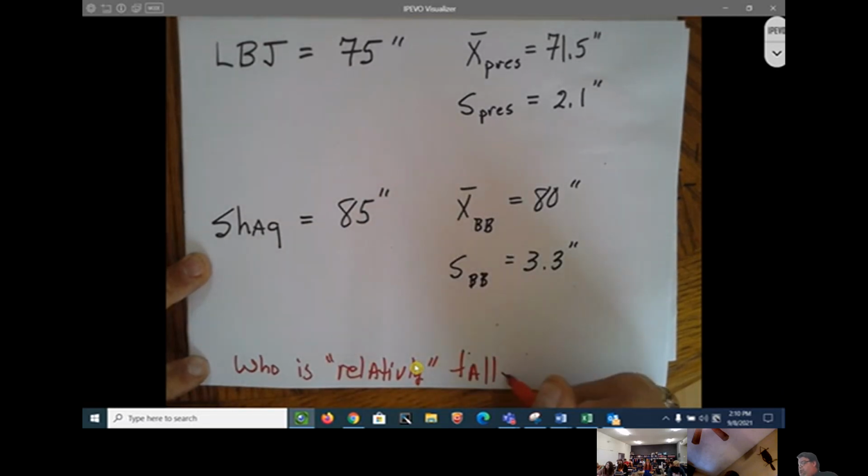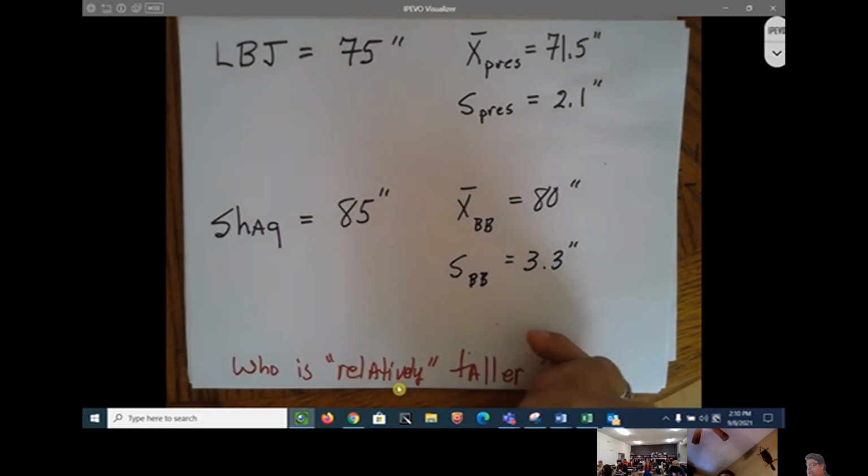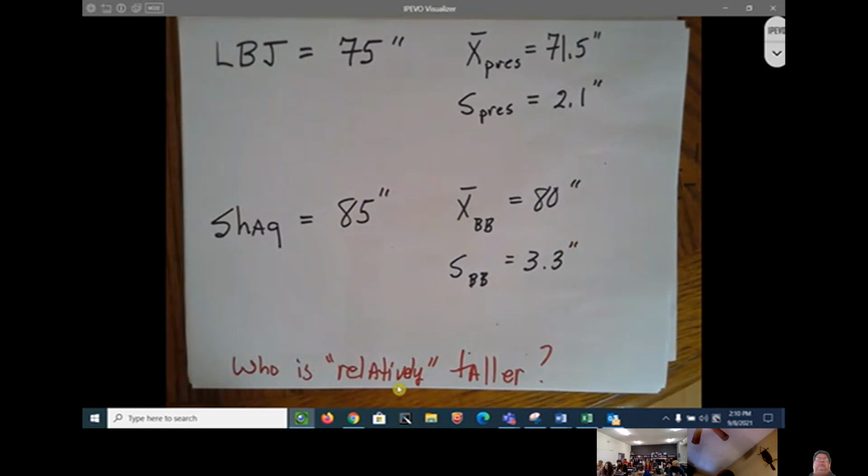Well, anybody with two teeth in their head can tell you that Shaq is taller. That's not what the question's asking. The question is asking who is relatively taller. Can somebody tell me what relatively means? Anybody? Based on the rest of the population that you're measuring? Based on their own population, yes.